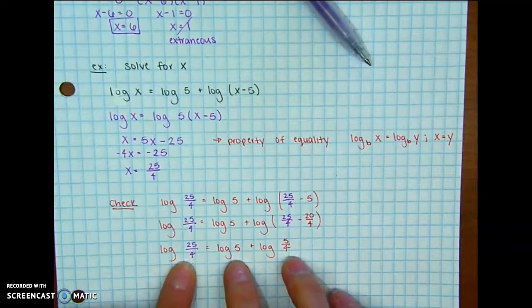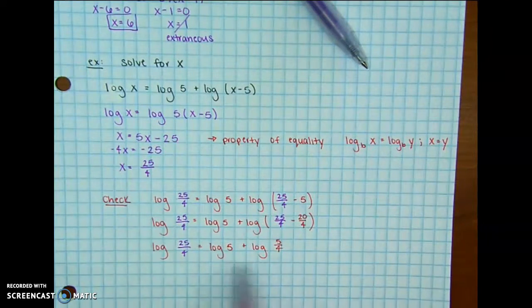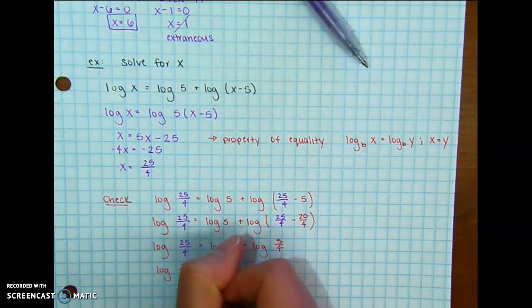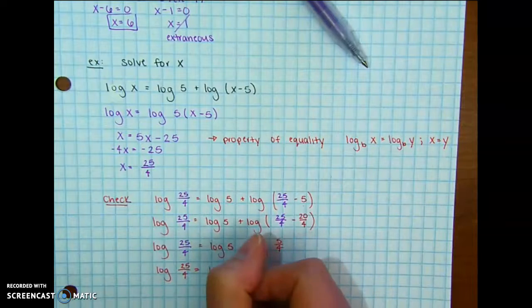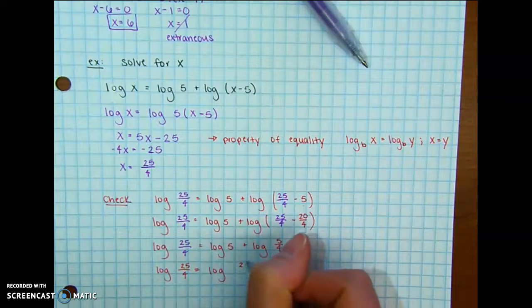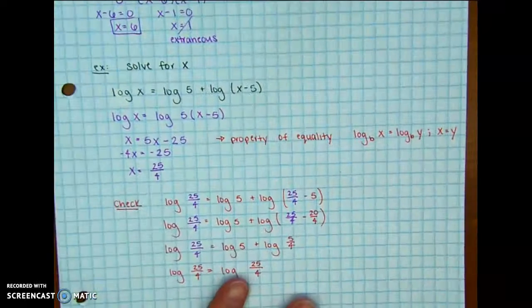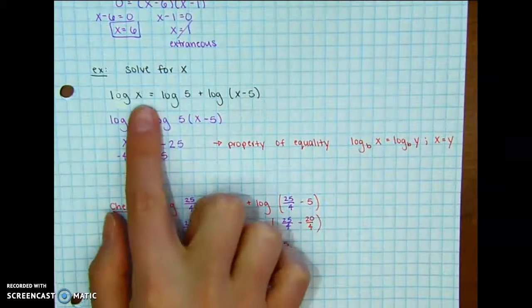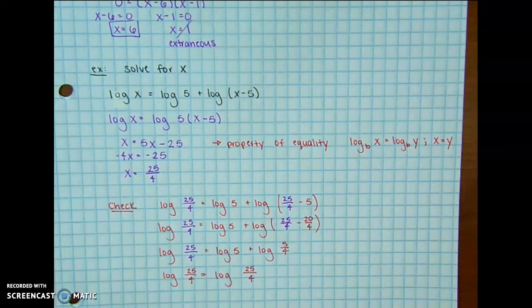Because all of these are positive, we're golden. And if you wanted to, you could do the product property, right? And then that would be log of 25/4 equals 5 times 5/4, which is 25/4. So that's a nice quick check. So those are 2 examples of problems where you're solving an equation involving logs. Make sure you check your answer anytime your variables are within the log because you could end up with extraneous solutions.